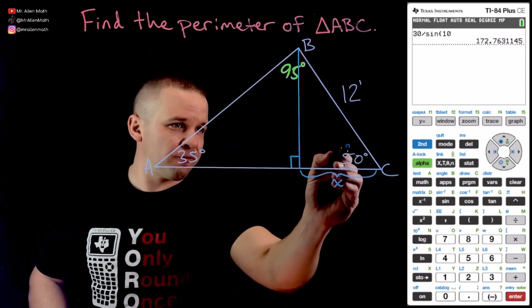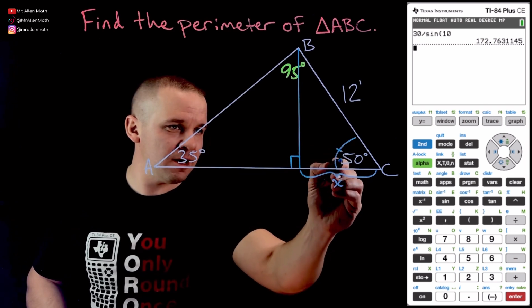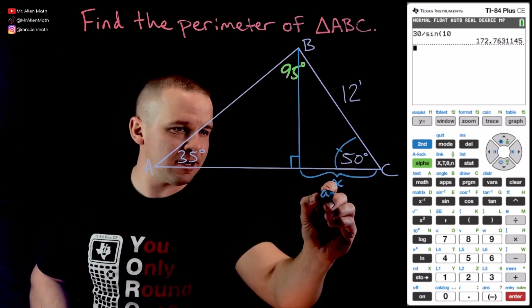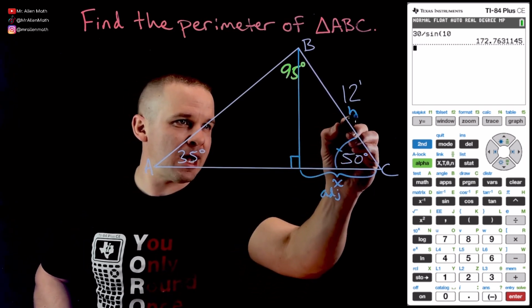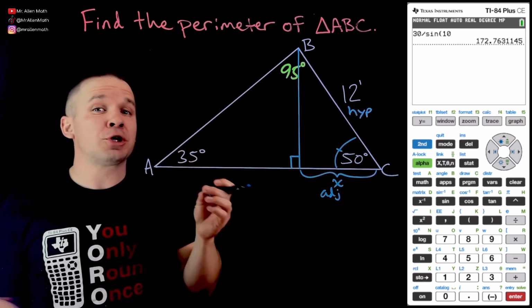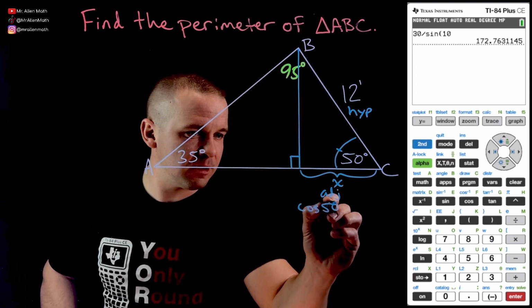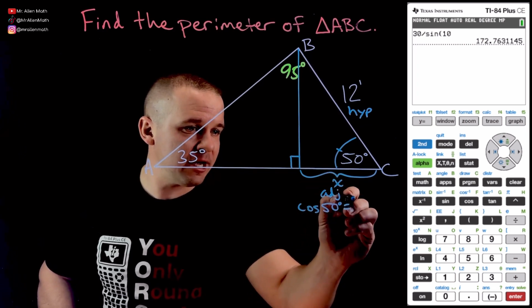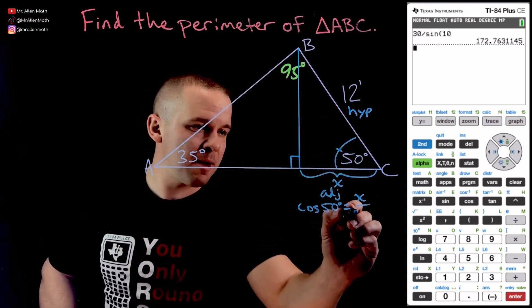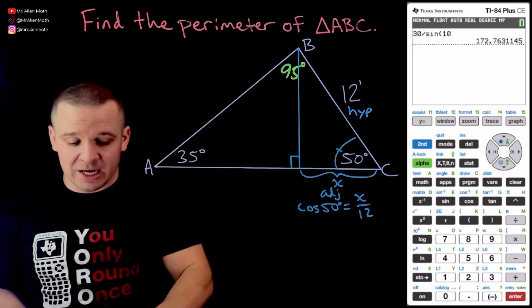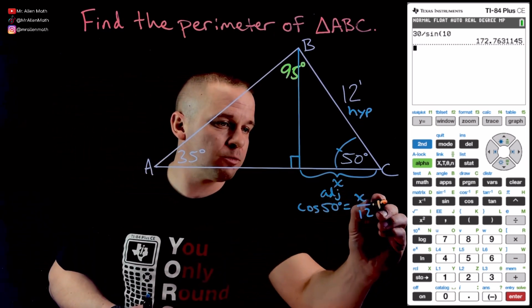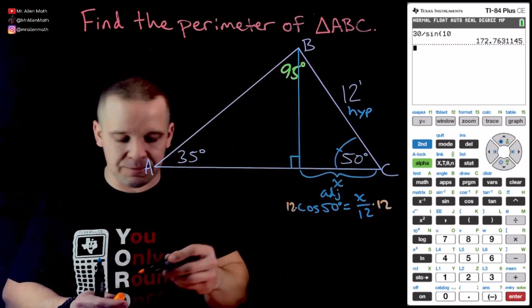Now, from angle 50 right here, this is my adjacent side, and this is my hypotenuse. So that's going to use cosine for this one. So I'll have cosine of 50 degrees equals my adjacent, which is X, over my hypotenuse, which is 12. This one's a pretty easy one to solve. I can just multiply by 12 on each side, and I'm going to type that into my calculator.